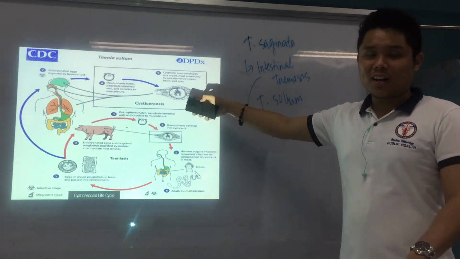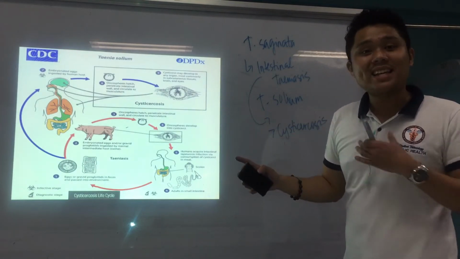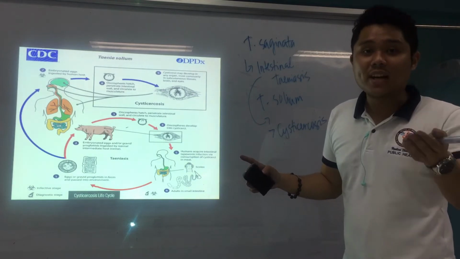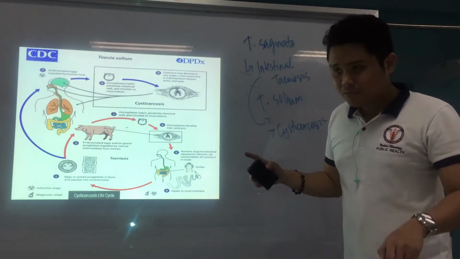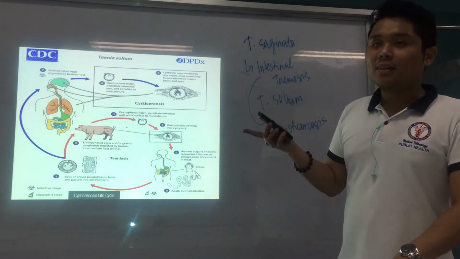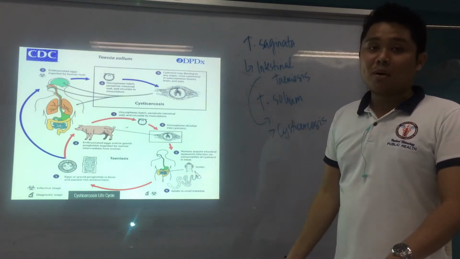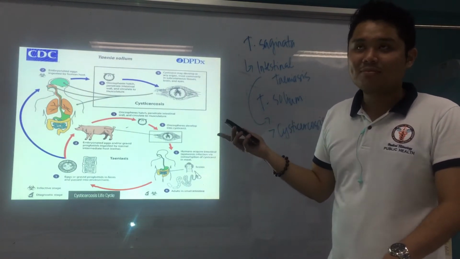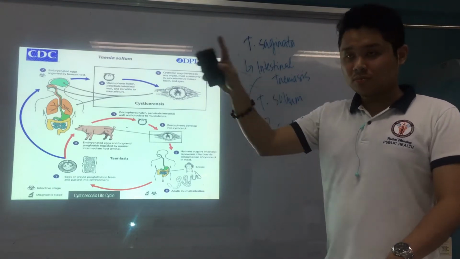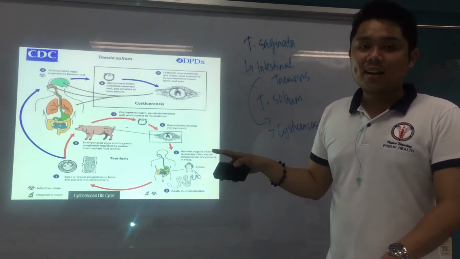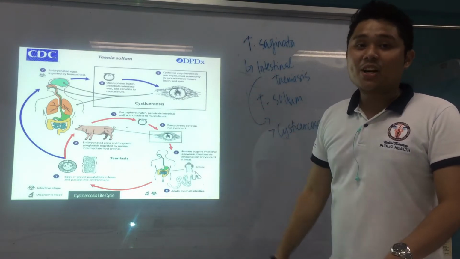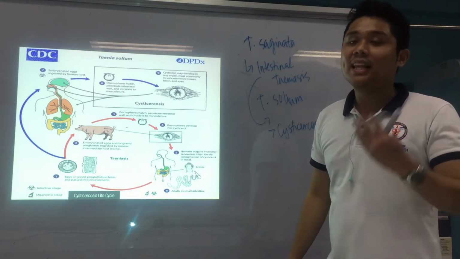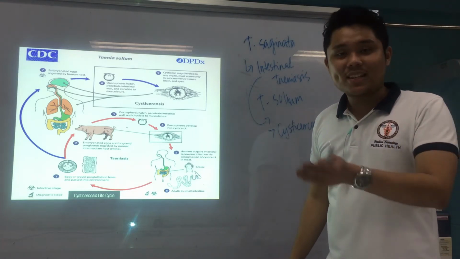Once the egg of Taenia solium is inside the host, it develops into the cysticercus larva, which will develop in different parts of your body. And this cysticercus larva is a dead end parasite, meaning it does not move further in the life cycle. It will not develop into an adult anymore. It will just stay as a cysticercus larva. That's why the name of the disease is cysticercosis.